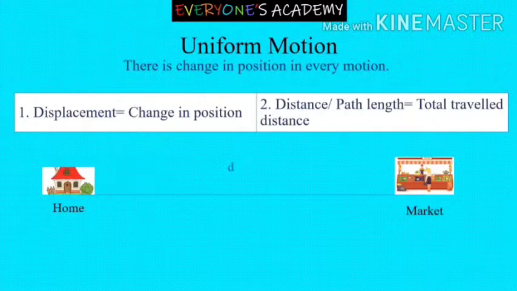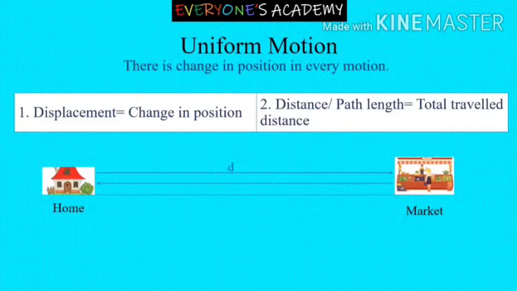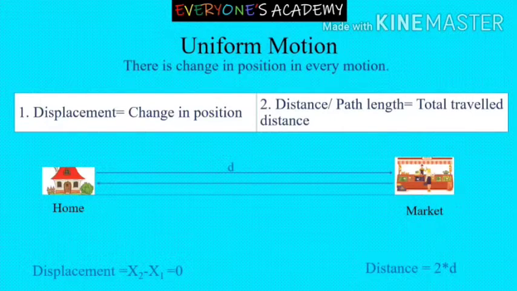For example, if somebody goes to market and comes back to home, then displacement is 0 because initial and final position is the same, but total path travelled or the total distance will be equal to 2d. So this is the way you should remember how to calculate displacement and distance.